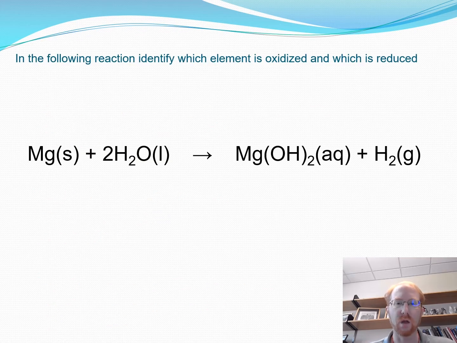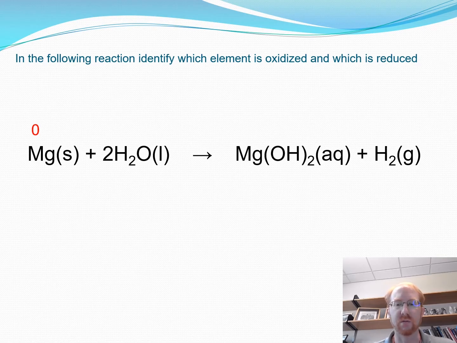In this one, this goes back a little bit. Take a minute and identify which element is oxidized and which is reduced. All right, so let's look at what's happening with magnesium. Oftentimes when you look at a reaction like this, we can write our oxidation numbers either above or below the species to help identify what we have. So here we want to follow our rules, and we say that neutral elements are always given an oxidation value of 0. We'll start with that.